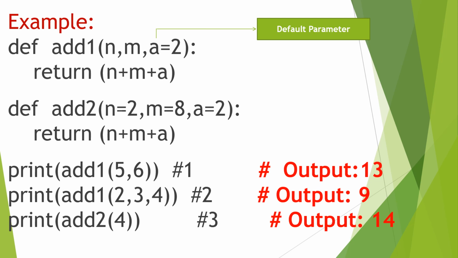As I am not sending a sufficient number of arguments in statement 1 and in statement 3, in these cases, the default arguments will use their own values. This is the advantage of the default argument, that if we are not sending any argument at the time of calling, they can receive their own value and they can work on them.